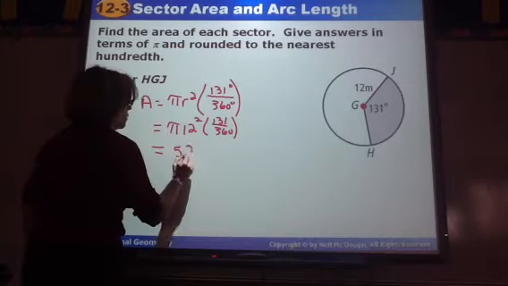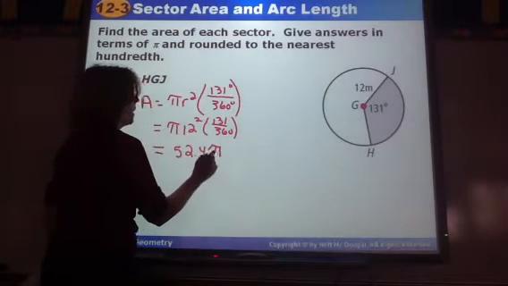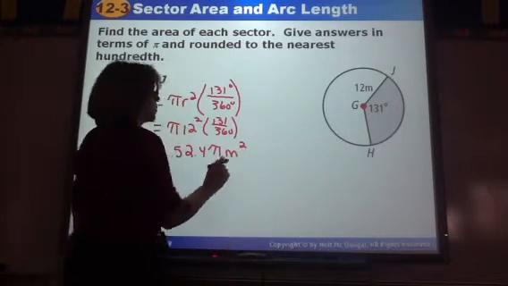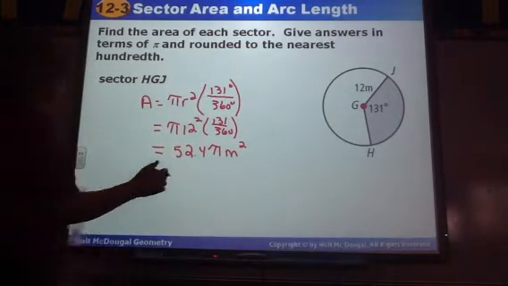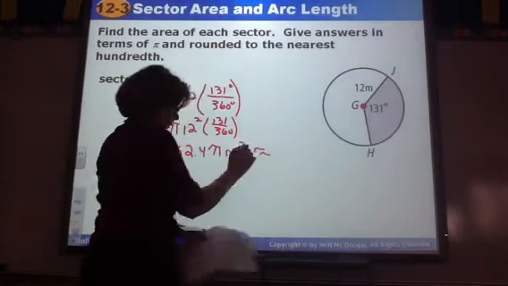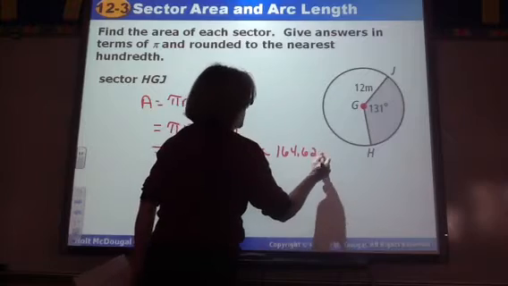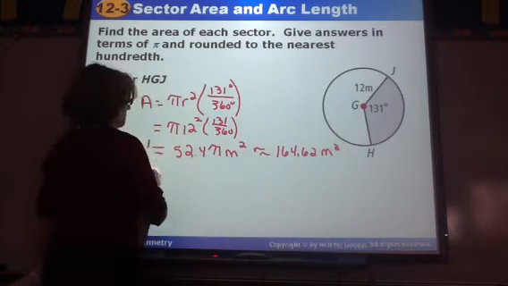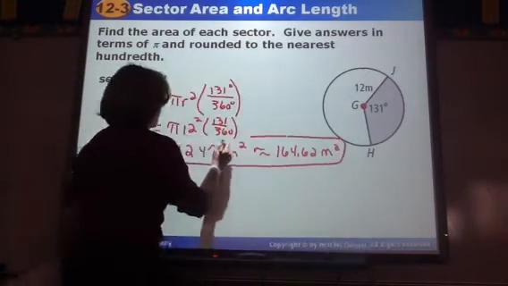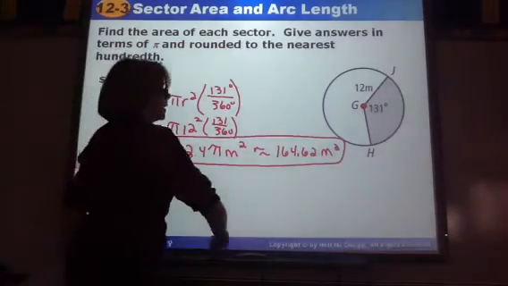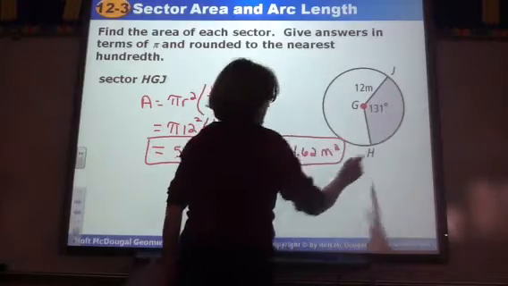So we have 52.4 pi meters squared, and we have approximately 164.6200 meters squared. And this is the area of this sector right here.